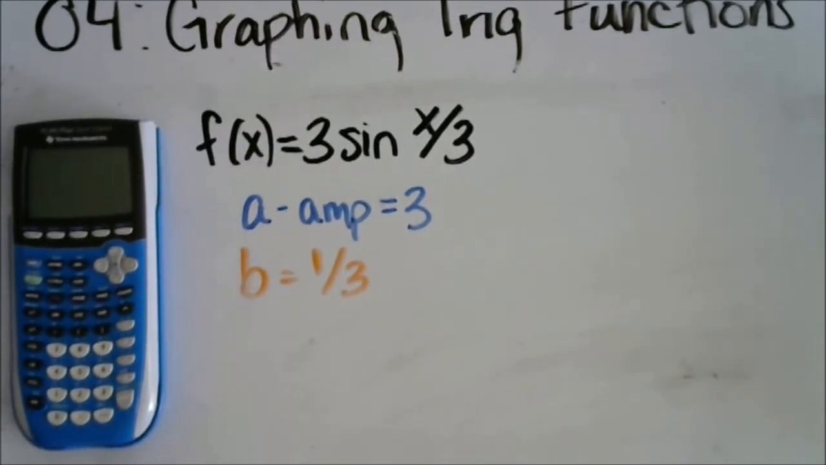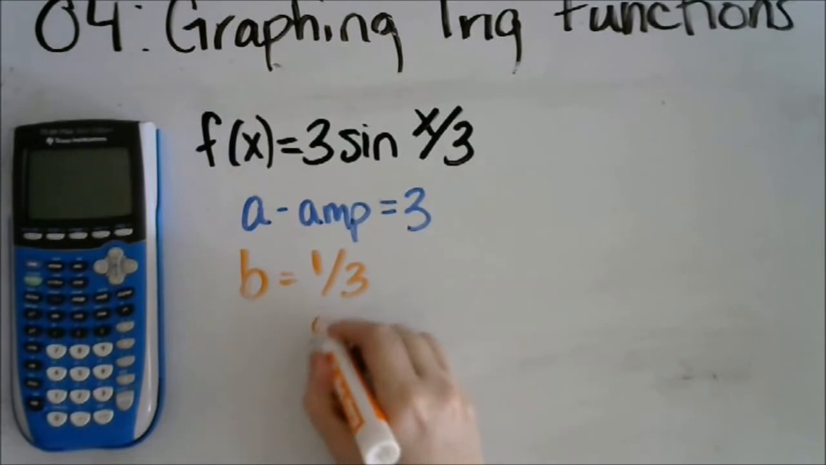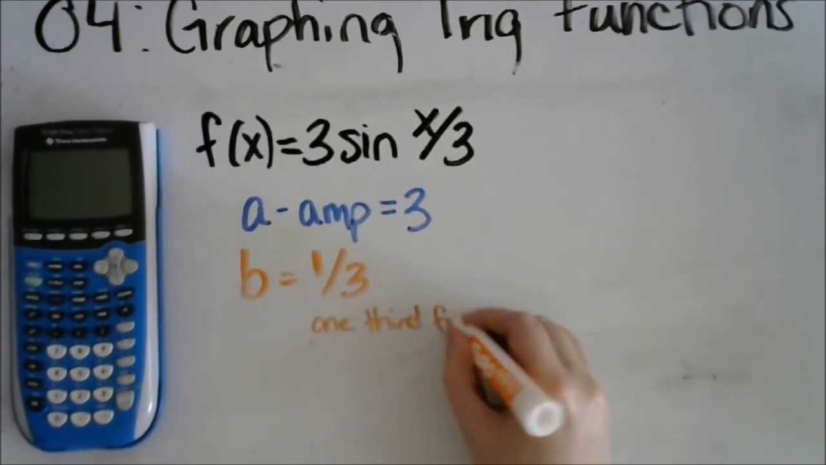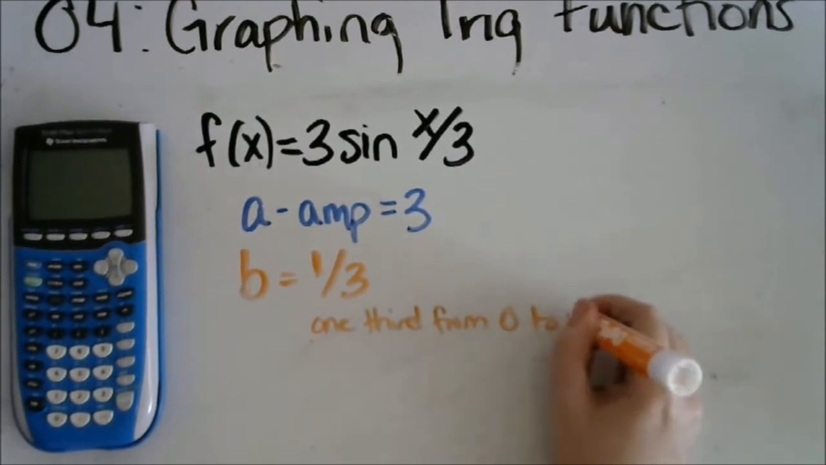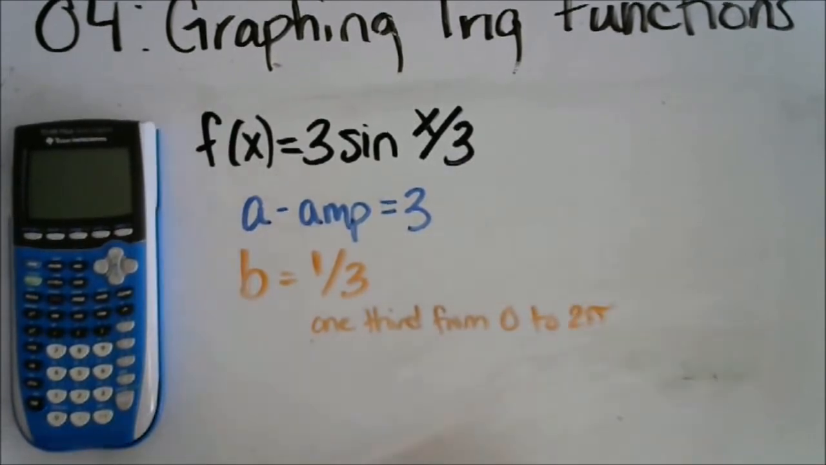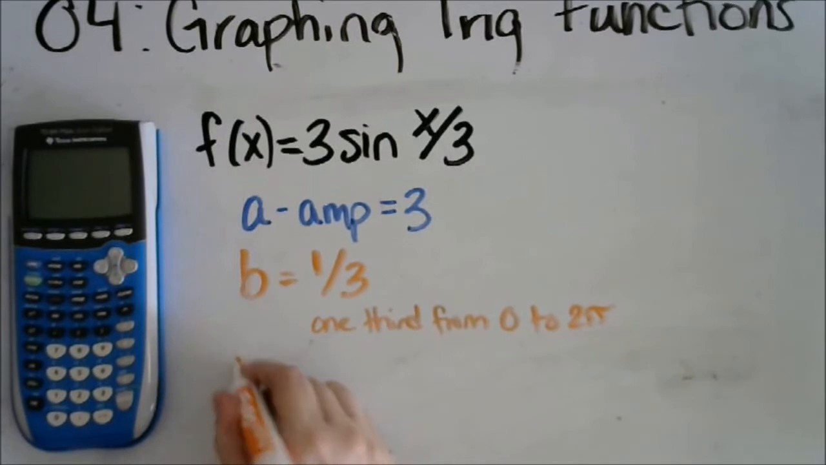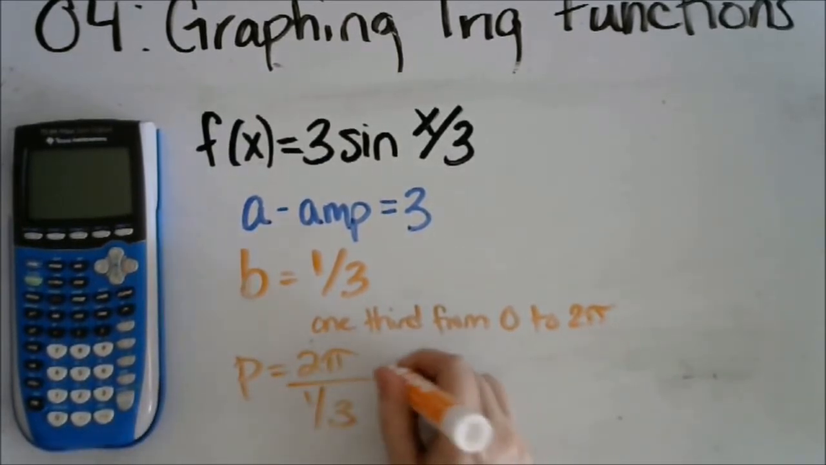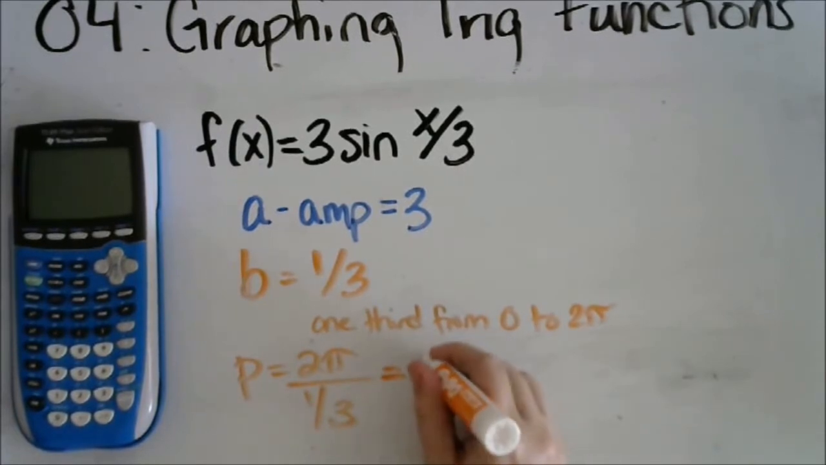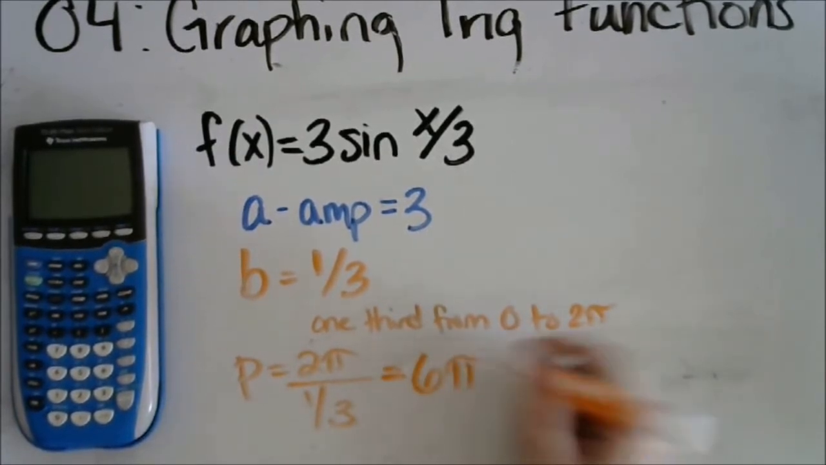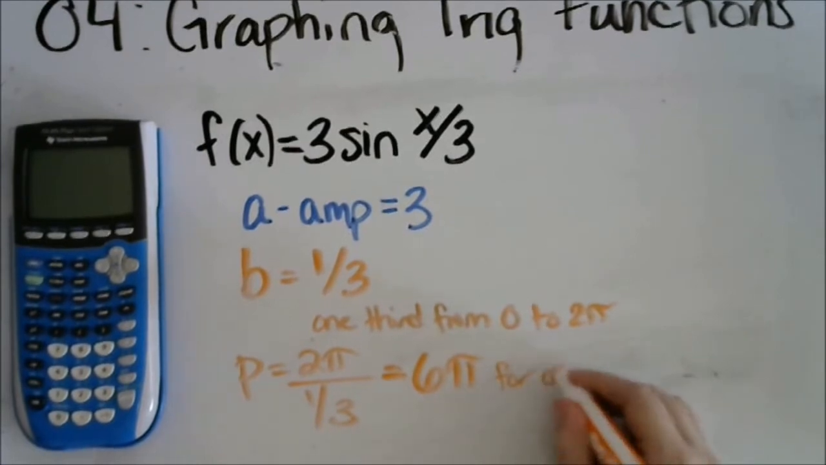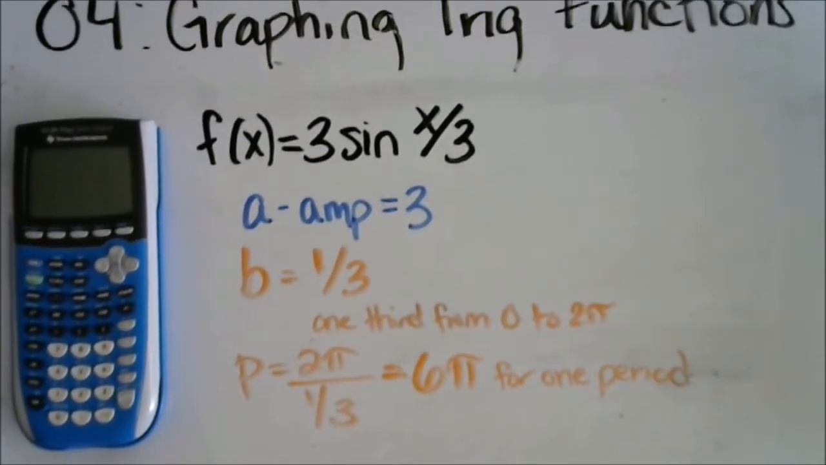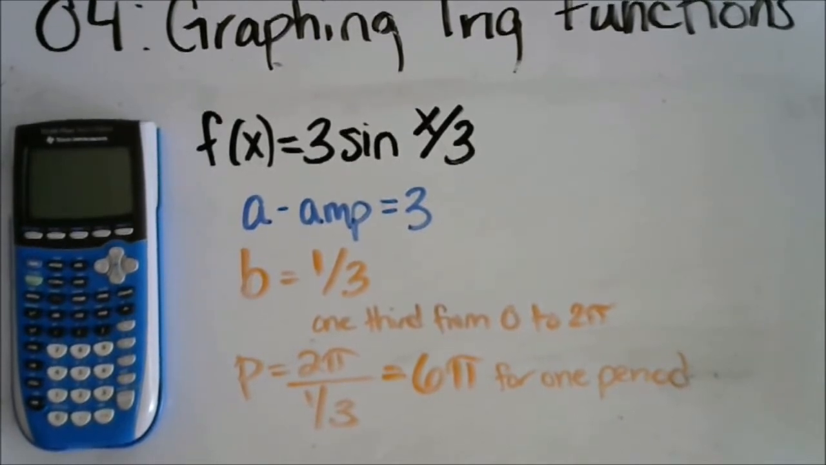With a frequency of 1/3, that means I can expect to see 1/3 of a curve from 0 to 2 pi. Or I can calculate the period as 2 pi over 1/3, which when I type into my calculator, I get 6 pi. With this in mind, let's sketch this graph.